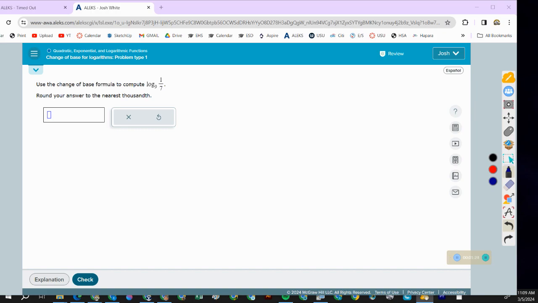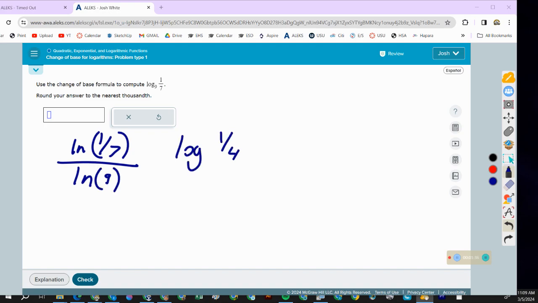10 or E. So either you do the ln of 1 over 7 divided by the ln of 9, or the other option would be log of 1 over 7 over the log of 9. And that is called the change of base formula. If you don't have that button on your calculator, then just convert it to a button that you do have.